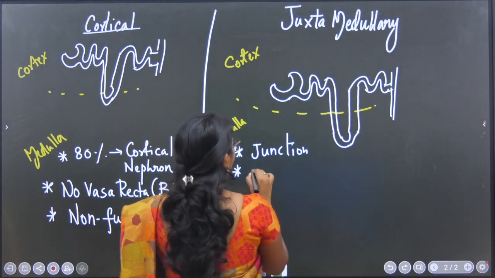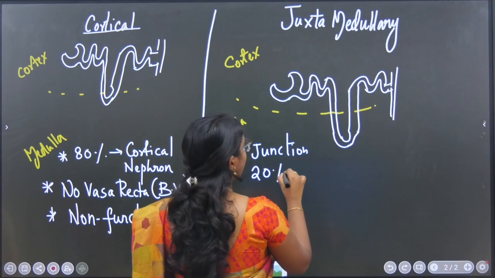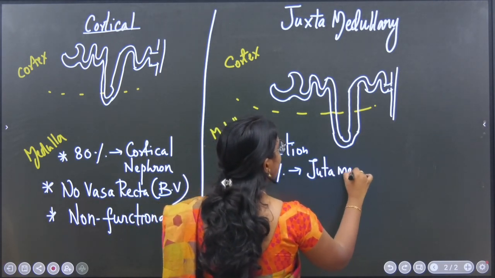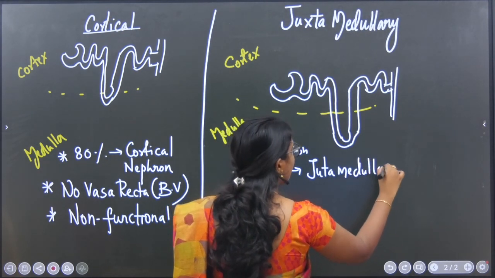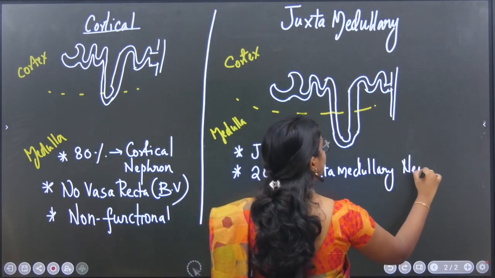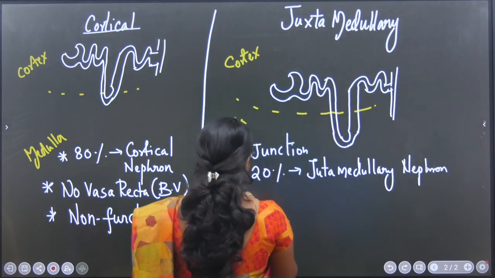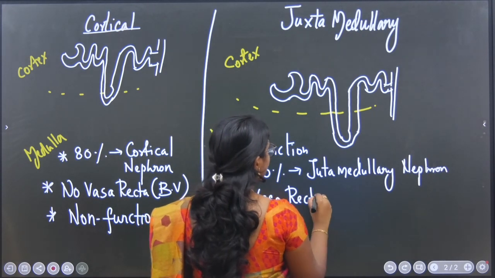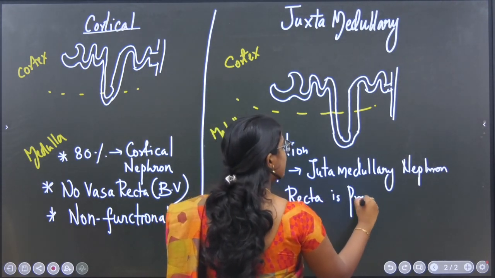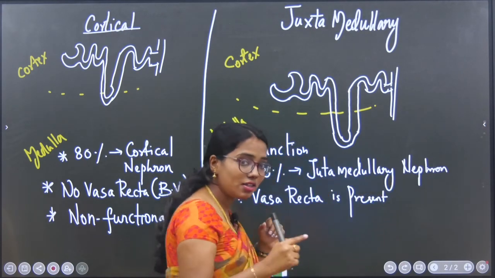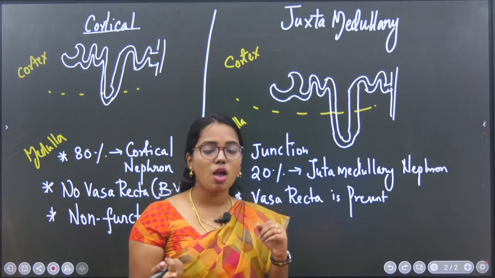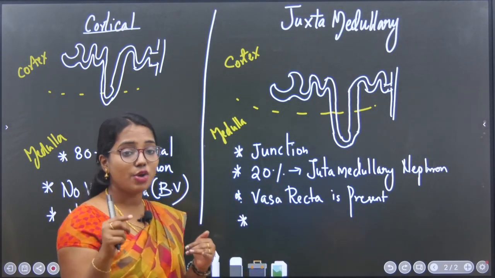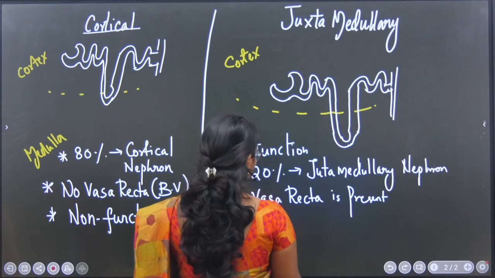And 20% of the total nephrons are of the juxtamedullary type. Here the blood vessel called vasa recta is present. Vasa recta is a blood vessel which surrounds the Henle's loop. Here vasa recta is present, so you can easily tell that this is functional. Yes, this is functional.